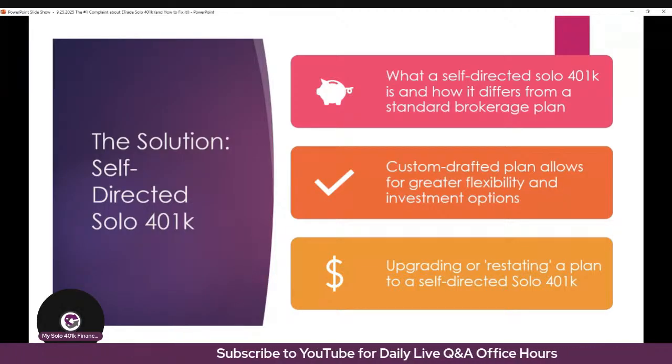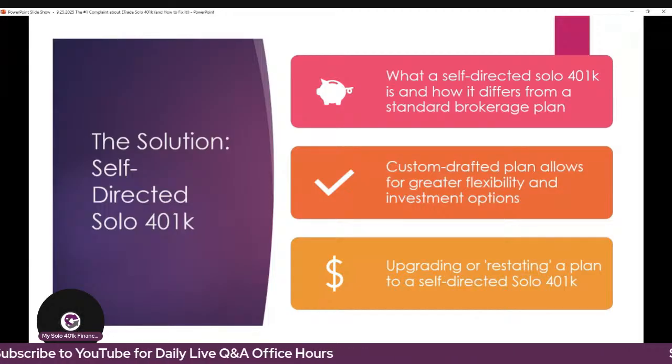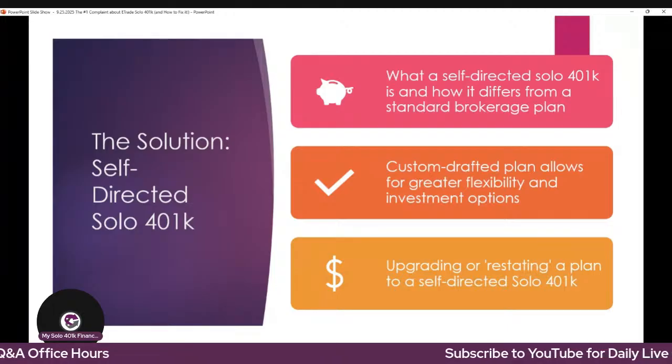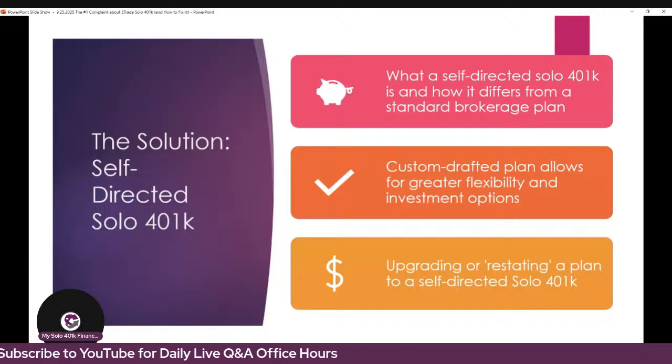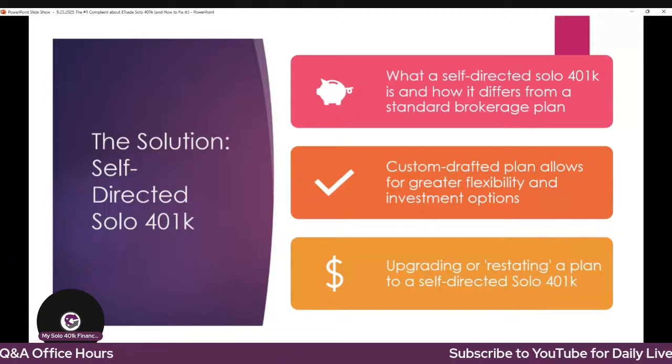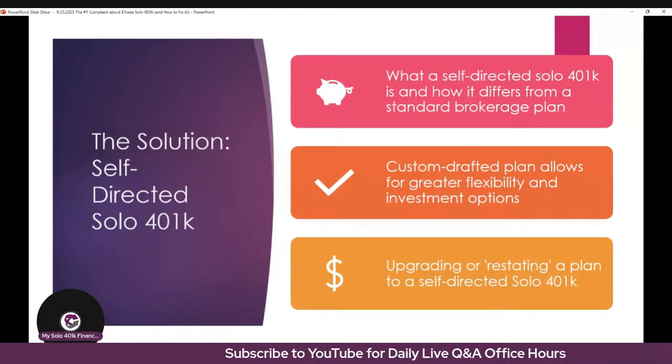So that means the plan documents are going to be custom drafted to allow for greater flexibility, greater investment options, all the features like the ability to make Mega Backdoor Roth contributions, as opposed to a basic plan that's offered by a discount brokerage like E-Trade, which is going to be much more limited in terms of the investment options, the flexibility, the features.